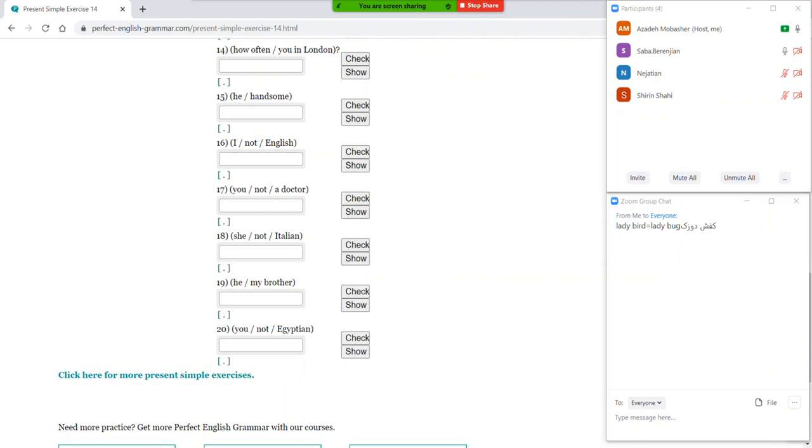What does Egyptian mean? Egyptian. Mesri. Very good. Yes. It means Mesri. You aren't Egyptian. Exactly. Very good, Saba. Let me go to Musa. Thank you.